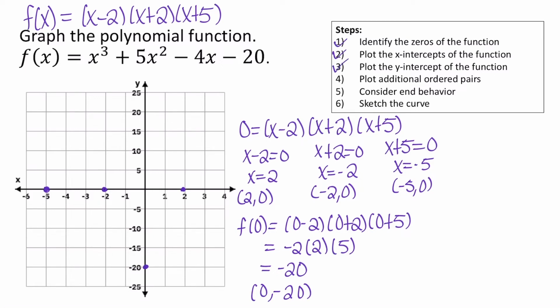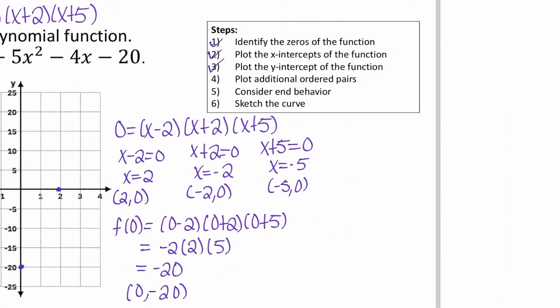And now I just need to figure out some additional ordered pairs. I have my x-intercepts at x equals negative 5, x equals negative 2, and x equals 2. So I just need to figure out some values in between these points in order to figure out the additional points that I'm going to use.